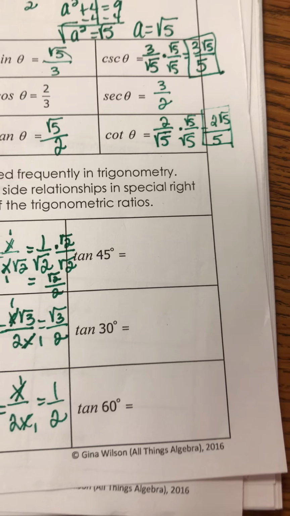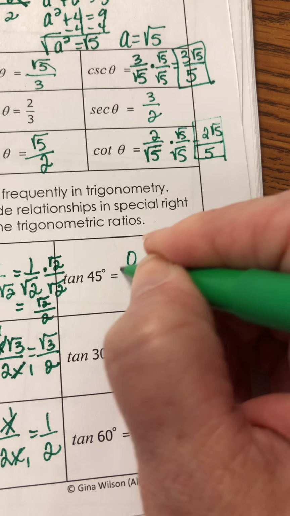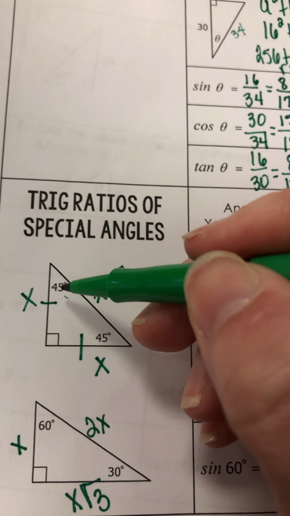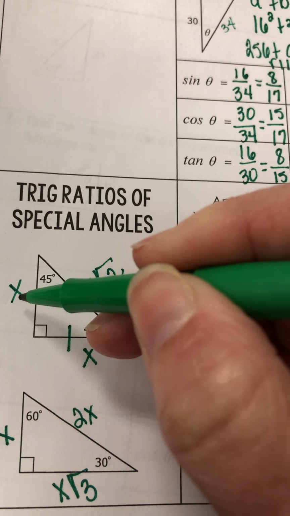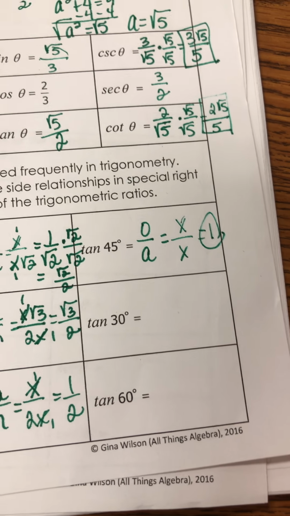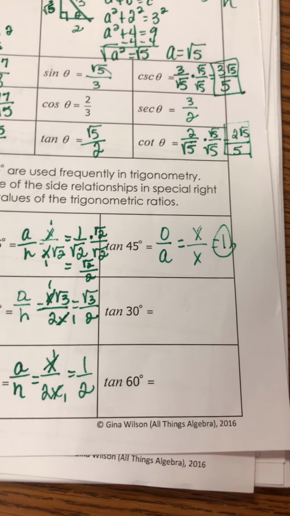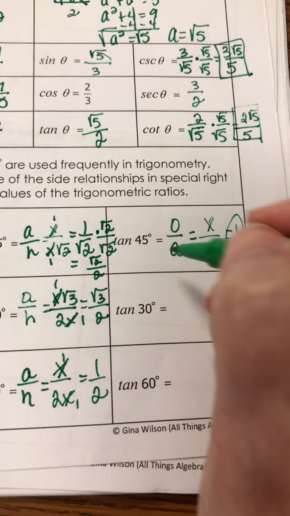Now let's look at tangent. Tangent is opposite over adjacent. Okay, so let's do our 45. So pick one, doesn't matter. Okay, so opposite and adjacent are the same thing. So we'll get x over x, which is just equal to 1. How nice was that? Now pause the video and do the tangent of 30 and the tangent of 60.